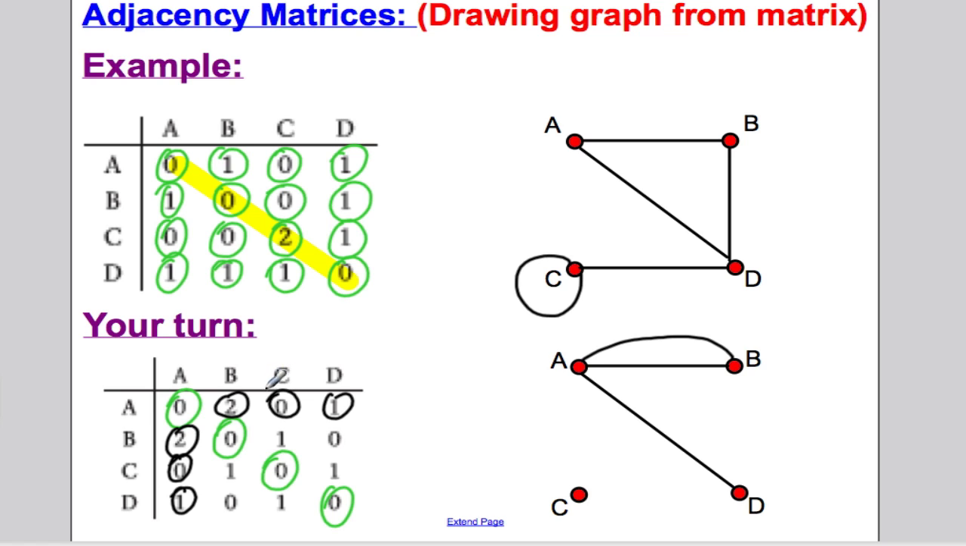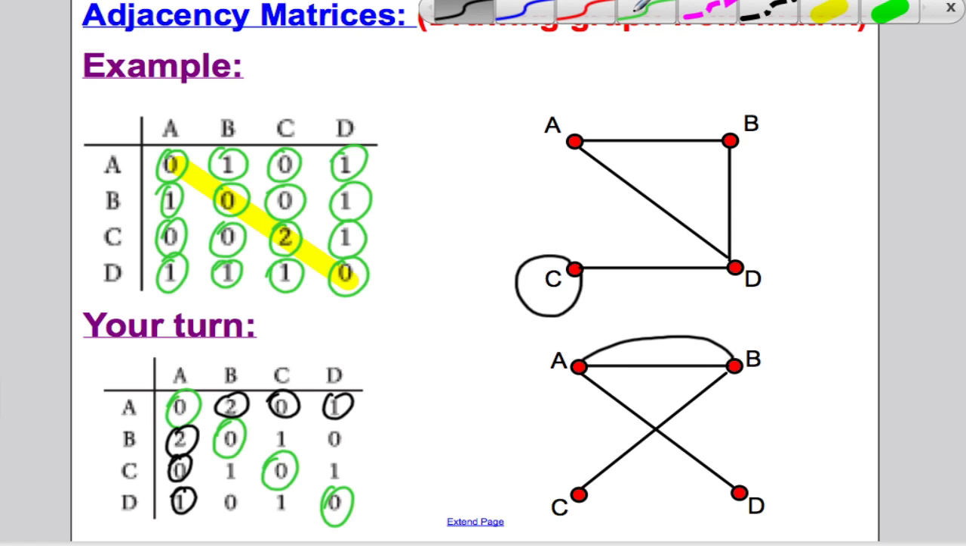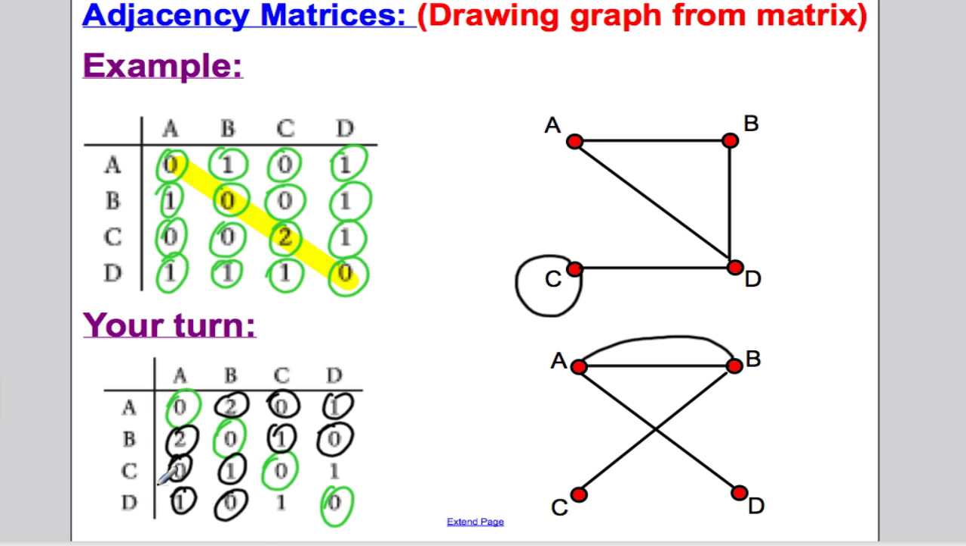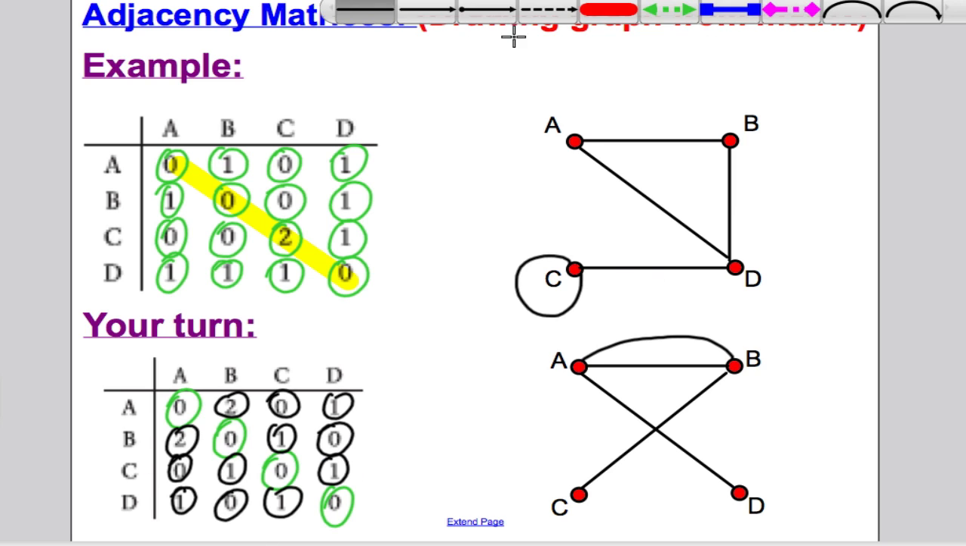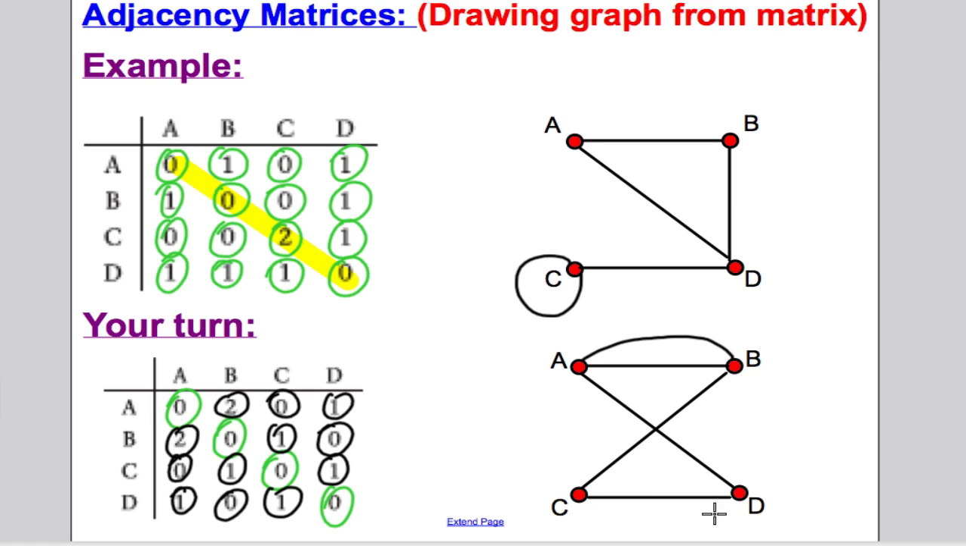Okay, between B and C there is one. And between B and D there's none. Okay, so I've done that one and that one and that one and that one now. And between C and D there's one, and then I've done these two. And I've got it looking something like that.